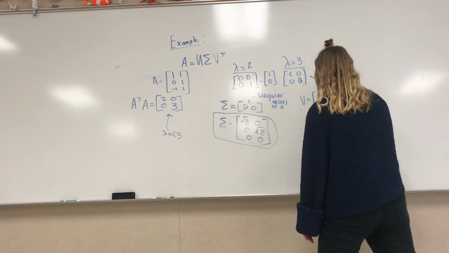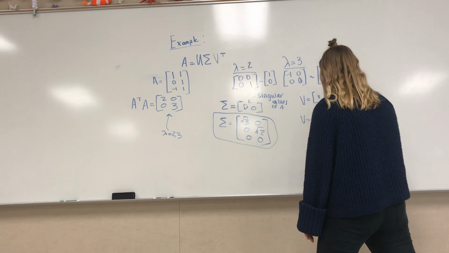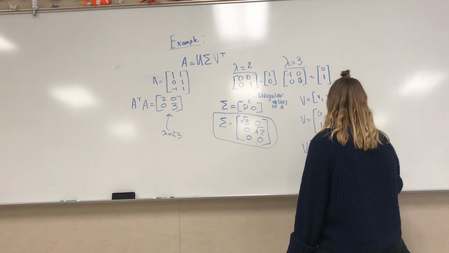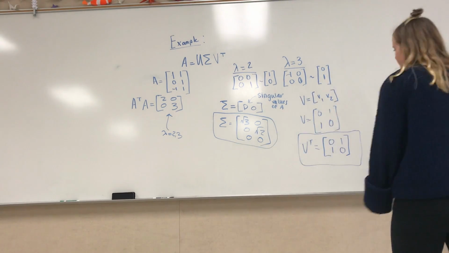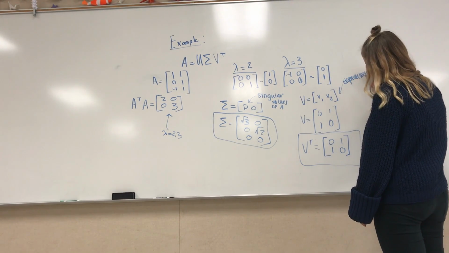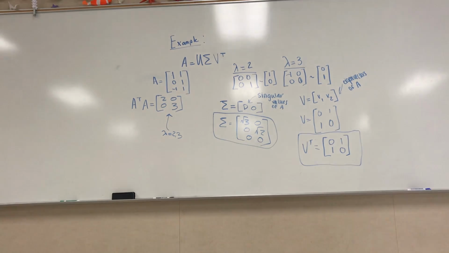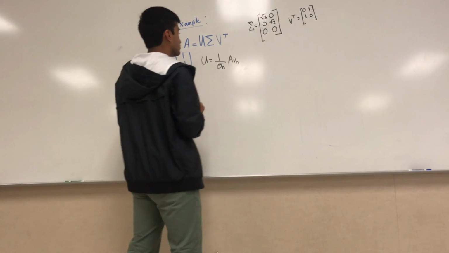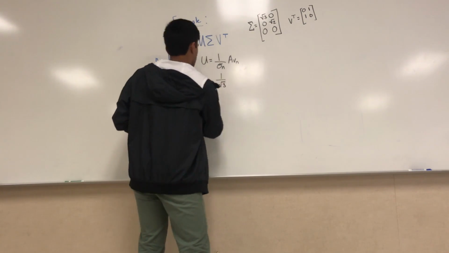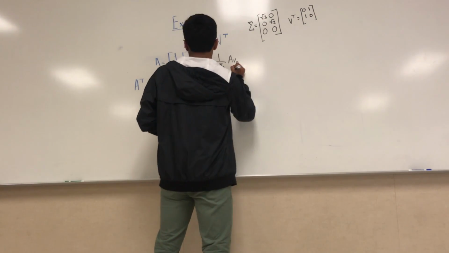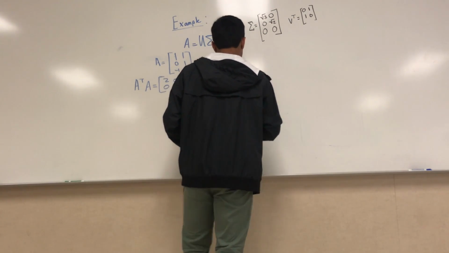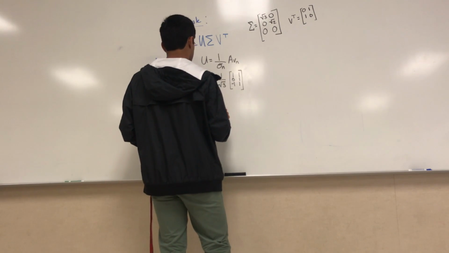And then we're going to work on V, which is, of course, the eigenvectors. So we have 0, 1, and 1, 0. And then we're going to transpose that. Then we have V transpose. So now, at this point, we're going to go ahead and find U. As we know, U is made out of 1 over the singular value times A times Vn, where Vn represents the vector corresponding to that singular value. So we're going to go ahead and plug in values.